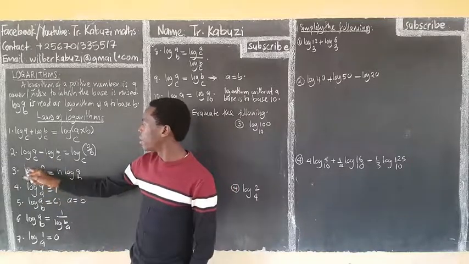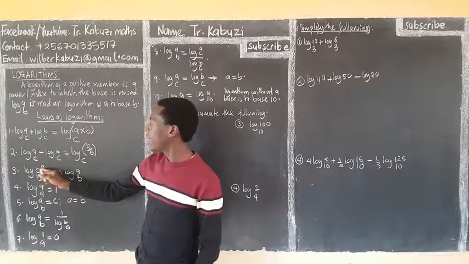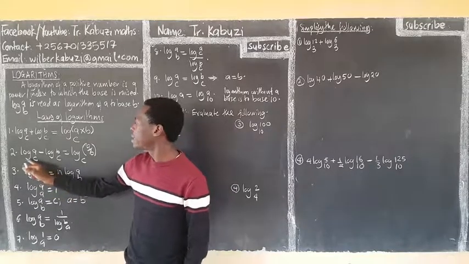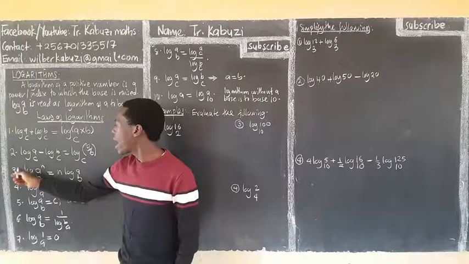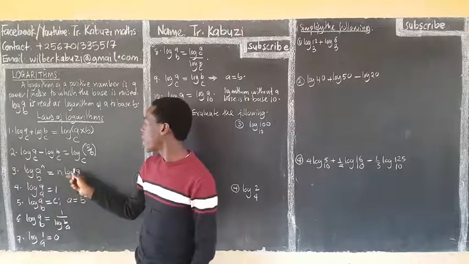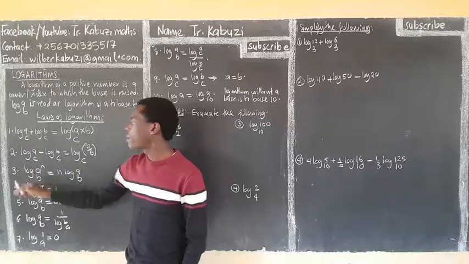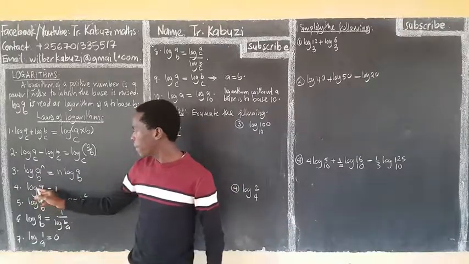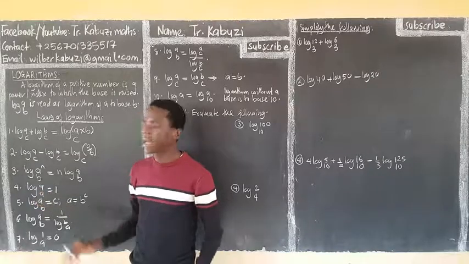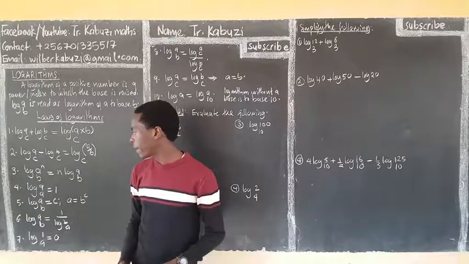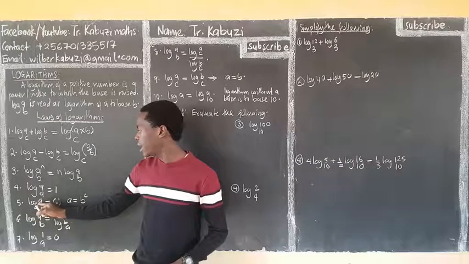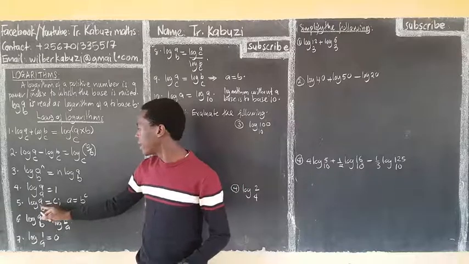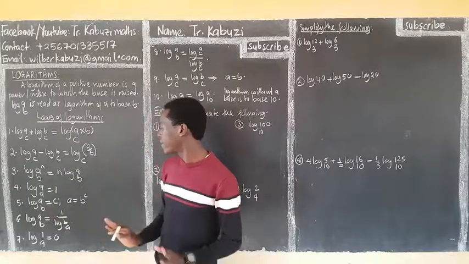Then if you have log of a to the power n base b, the power can drop from here to here, as you see, and multiply the whole of this. We can drop or raise that power. Then log of a base a, if the base and the number are the same, it's always 1. Then log of a base b equaling c is the same as a equaling b to the power c, as simple as that.